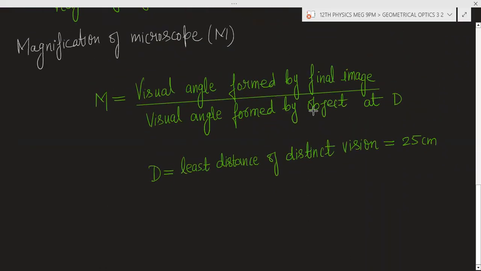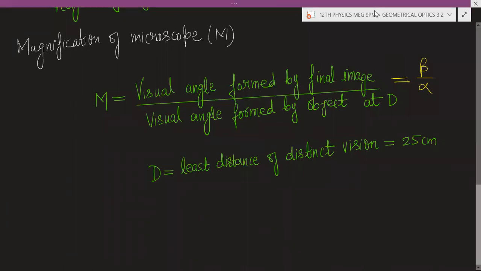This visual angle formed actually represents both these angles. Visual angle formed by the final image is represented by beta, and visual angle formed by the object at D, D meaning least distance of distinct vision, is represented by alpha. So beta by alpha. Now beta you will get when you see where the final image will be, and what angle that final image is subtending on your eye will be the beta.